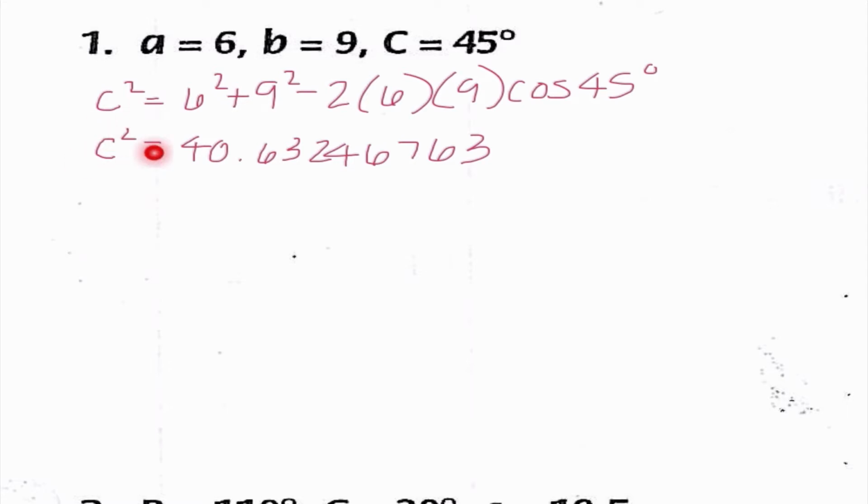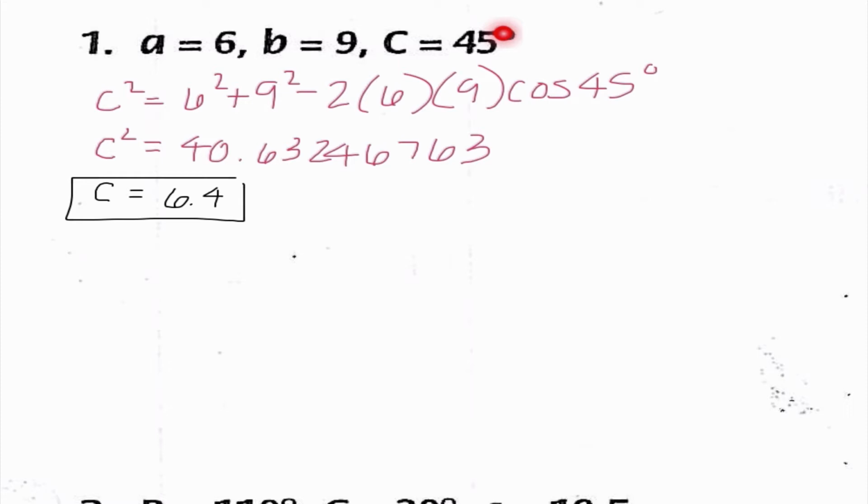I know I'm not done yet because I need to get C all by itself, so I need to square root both sides of my equation. And I get that C is 6.37, so when I round that to the nearest tenth, I get C is 6.4. So if I'm just using some common sense here, I notice that side C is in between these two side lengths. So that means that 45 degrees is going to be the middle angle. So that means angle B is going to be larger and angle A is going to be smaller.